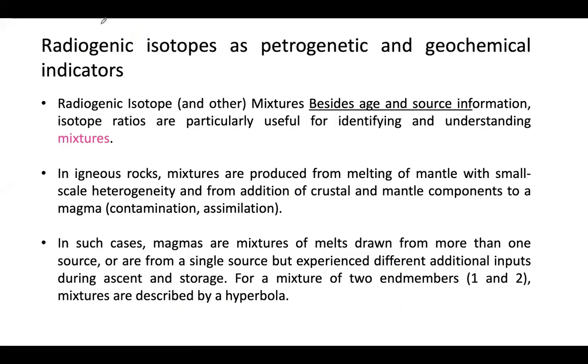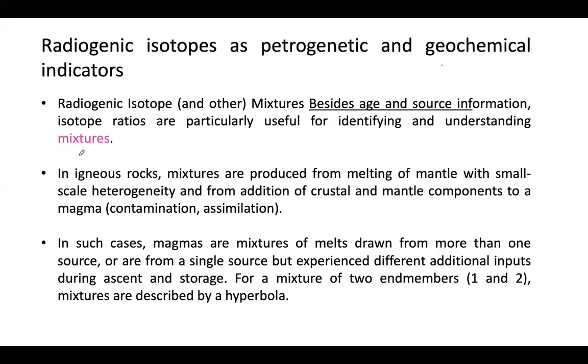Okay, so we will now consider in detail radiogenic isotopes as petrogenetic and geochemical indicators. I think now you have the background for that, because we mentioned what is changing and what is not changing. That means what can be used as a fingerprint, or what can be used as other process indicators such as mixing or secondary melting or some other processes. These are called geochemical indicators or petrogenetic indicators, because petrogenetic means something that contributed to the formation of the rocks, right? So understanding of that process.